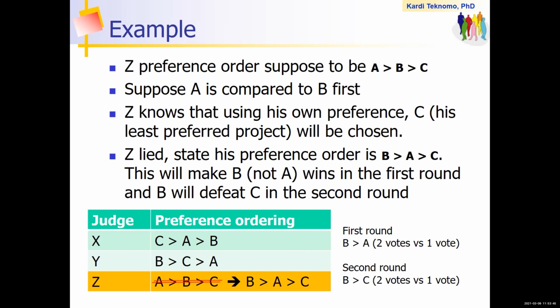By lying about his own preference, because he knows the other preferences already, this will make B win, not A, in the first round. And then in this case, B will defeat C in the second round, right? So simply by delaying, when you listen first to other judgments, and then you delay your preference order, you will win. Something that you want will win.